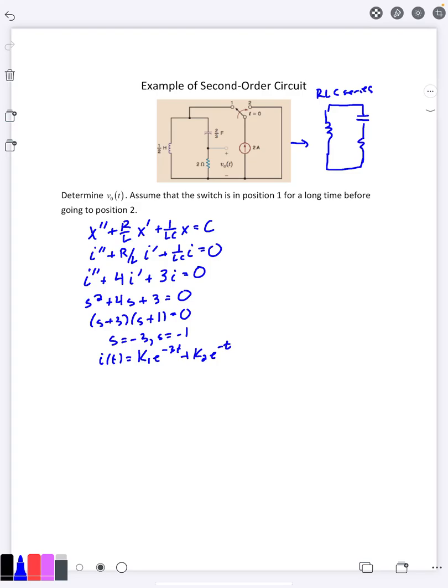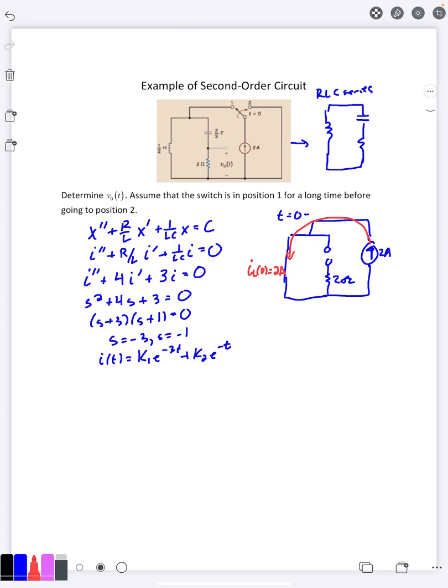Now we need to look at what happens right before the switch happens to get some initial conditions. So at 0 minus, the inductor becomes a short, capacitor becomes an open. We have our resistance here. Then we have our current source, 2 amps. Because of the open circuit, the 2 amps is going to go all through here. So our initial current through the inductor is 2 amps.